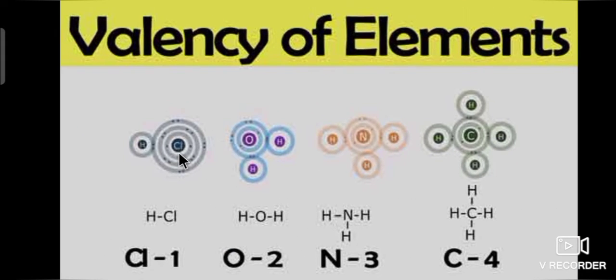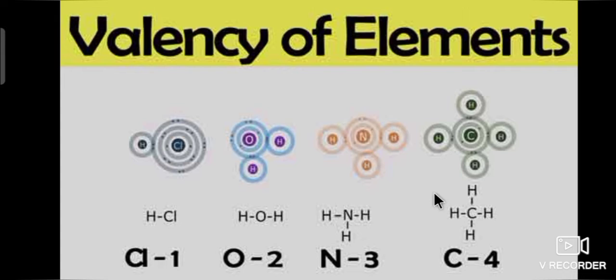Let's see some more examples for valency. In hydrochloric acid, the valency of chlorine is 1. In water, oxygen valency is 2 because oxygen is able to bind with 2 hydrogens to form water. So the valency of oxygen is 2. In ammonia, nitrogen valency is 3 because nitrogen is bonded with 3 hydrogens. So the valency of nitrogen is 3.